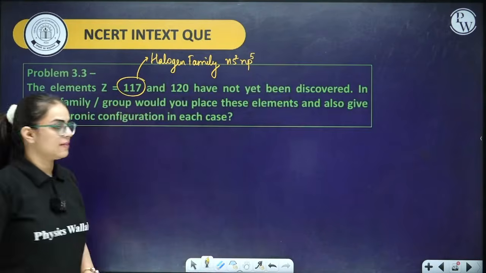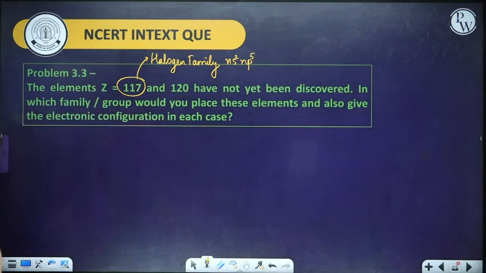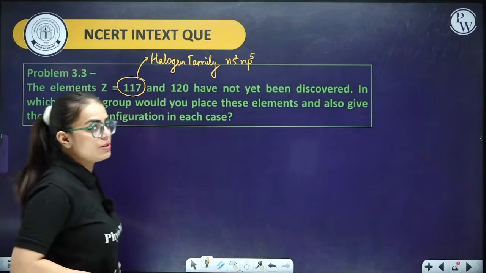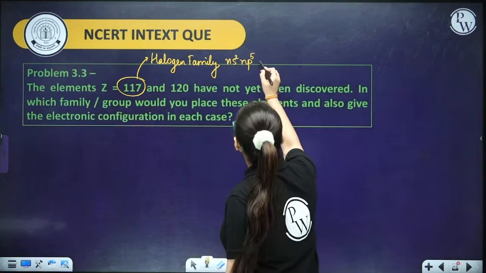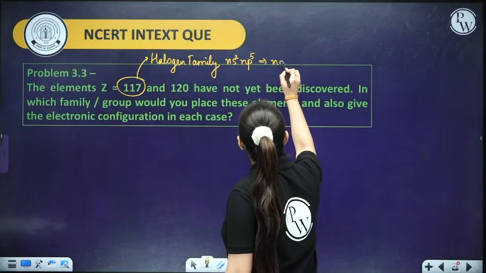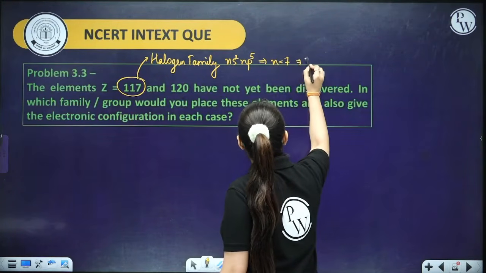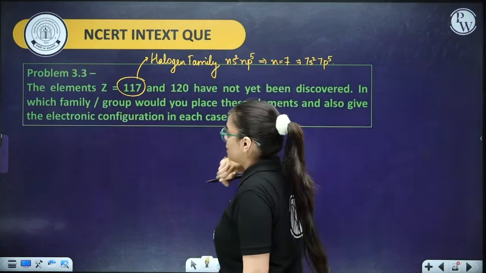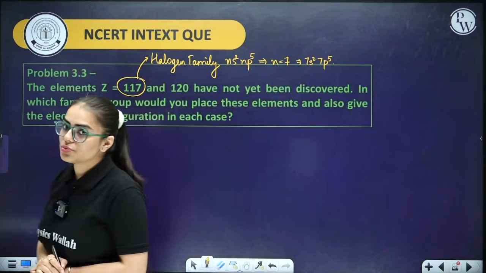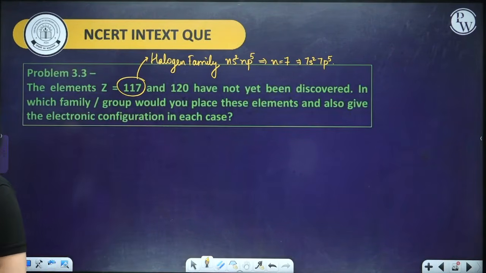ns2 np5. That means 7 electrons in the outermost shell. So this will have the same electronic configuration as this. And over here, in the halogen family, fluorine, chlorine, bromine, iodine, all of that, the 117th lies in period number 7. So the outermost electronic configuration is going to be 7s2 7p5. Clear everyone? Write it down students fast so that I can move on to your 120 element.